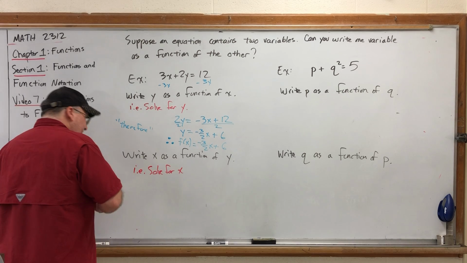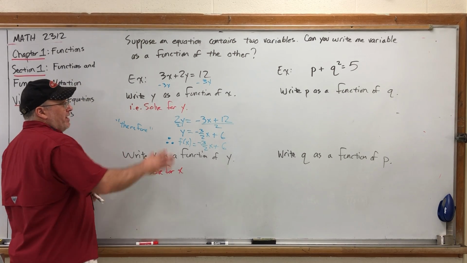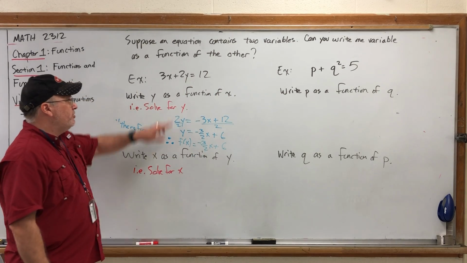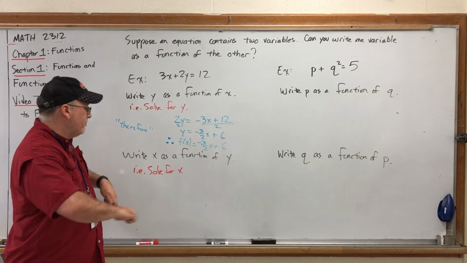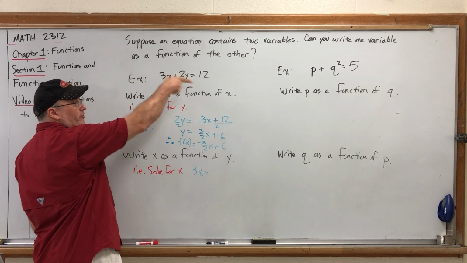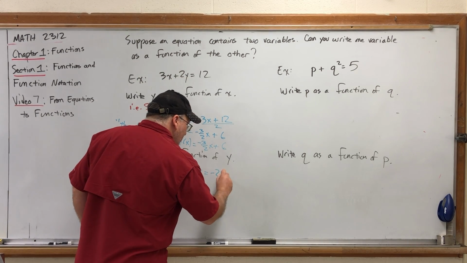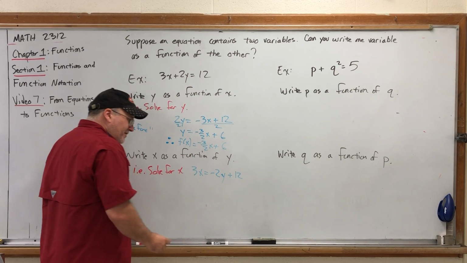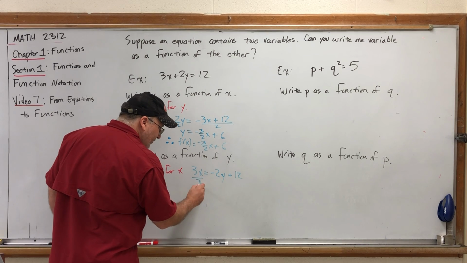Well, we would pretty much do the exact same moves but with a different goal in mind. If we're going to solve for x, then we want to start getting it by itself. So we would start by subtracting the 2y from both sides. If I subtracted 2y from both sides, it would show up on the right side as a negative 2y, but the 12 would still be positive because I didn't move it. And then to finish isolating the x, I would divide everything by 3.